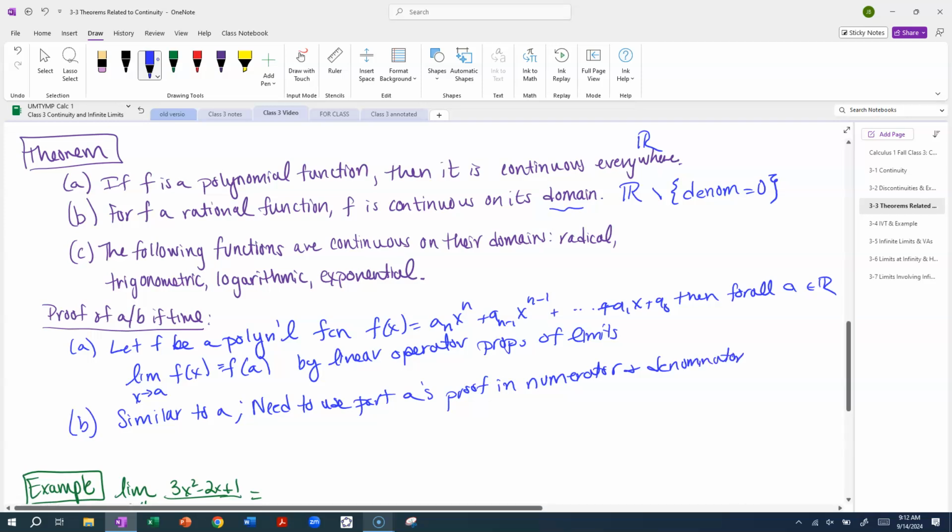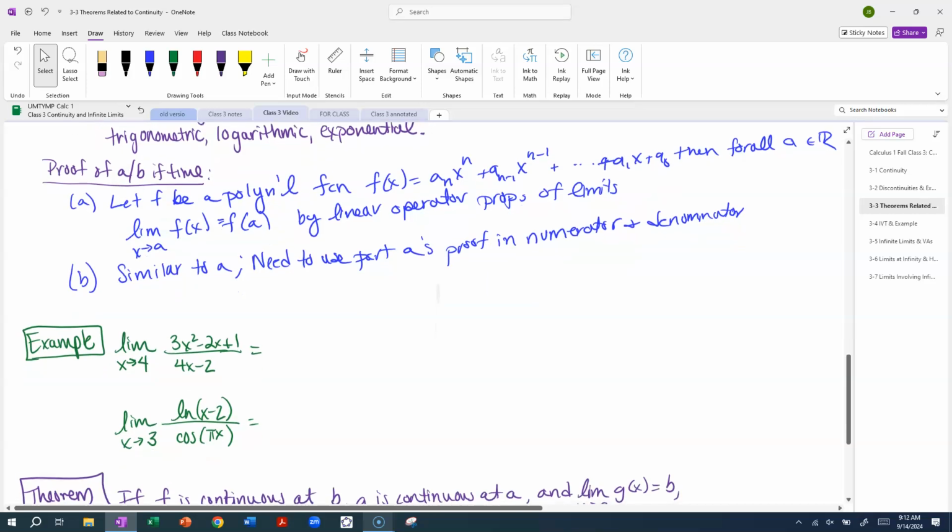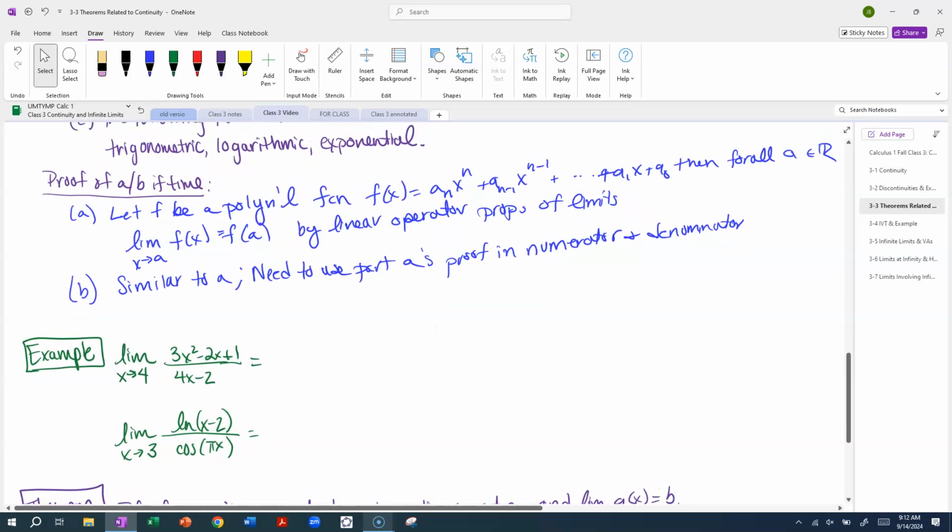Because a rational function is defined as a quotient of polynomial functions, that's why A works. All right, some quick examples here that come as a consequence of this. So, limit as x approaches 4 of all that stuff, and then limit as x approaches 3 of all that stuff. I want you to pause the video, try it on your own, and resume the video when you are ready to see the solution.